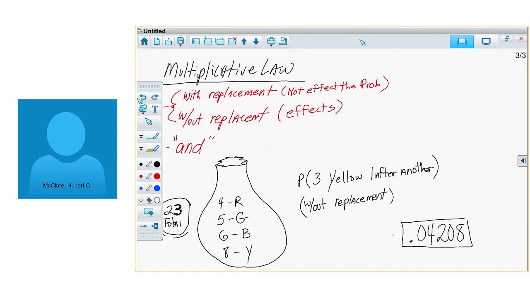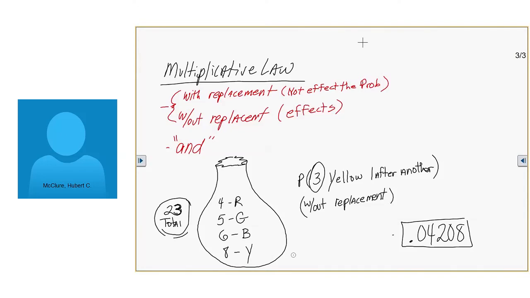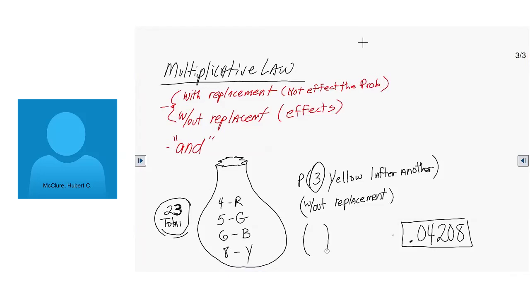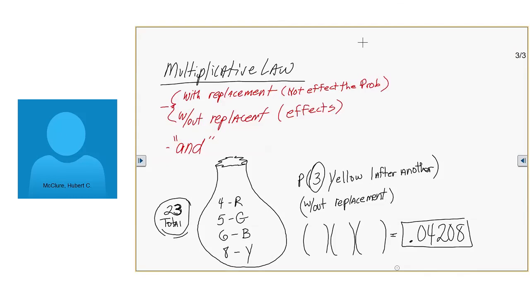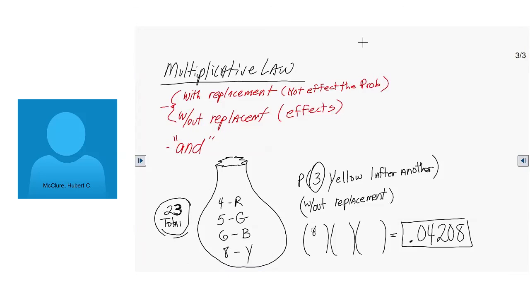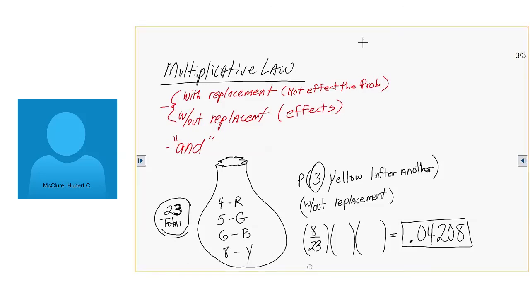Okay, so how many times am I drawing? 3. So I'm going to draw 3 sets of parentheses. And what law are we using? The multiplicative law. So we're going to multiply. If you draw 8, then there'd be 8 sets of parentheses. The first one is going to be 8 over 23. What's the second one going to be, because you put that 1 in your pocket? 7 over 22 and 6 over 21.